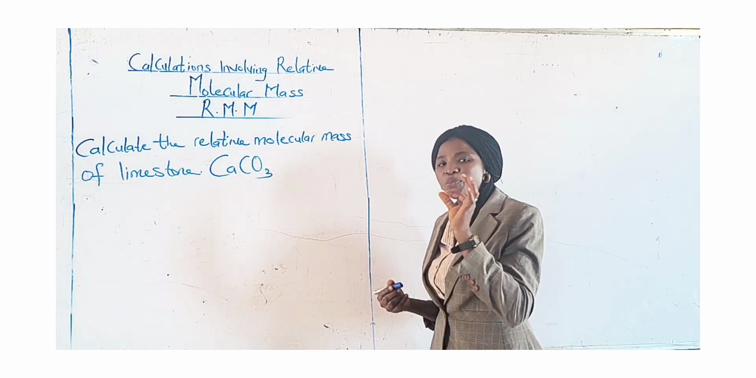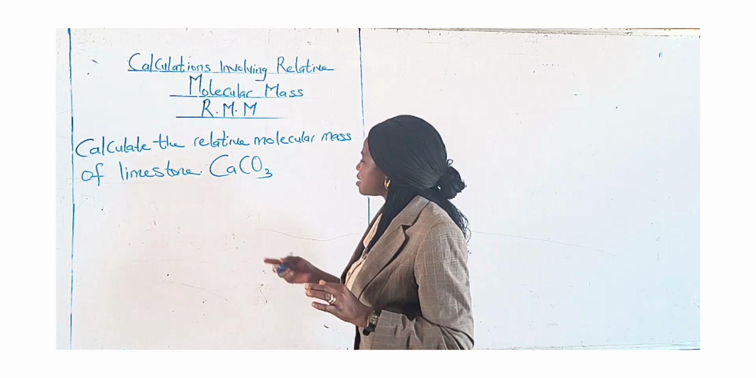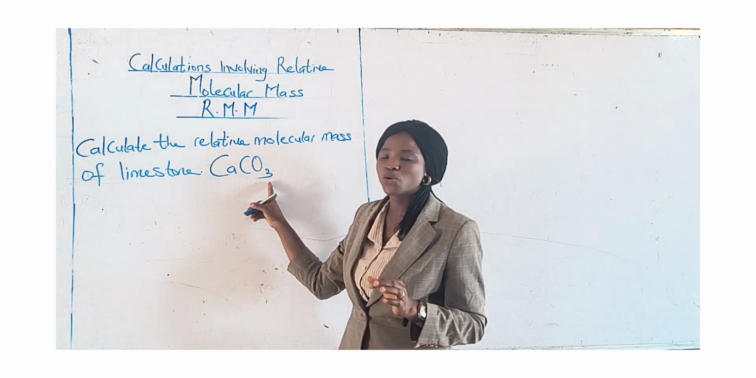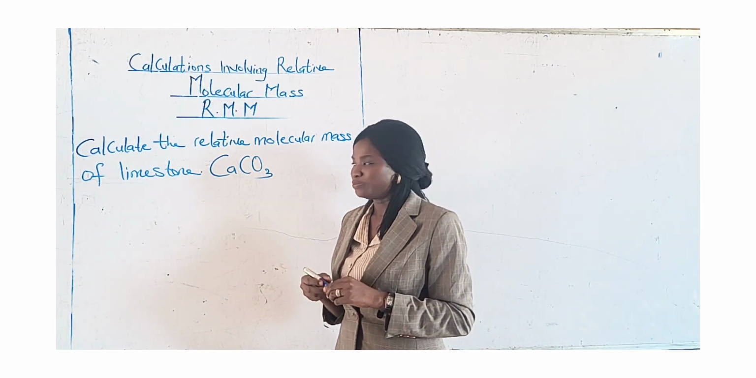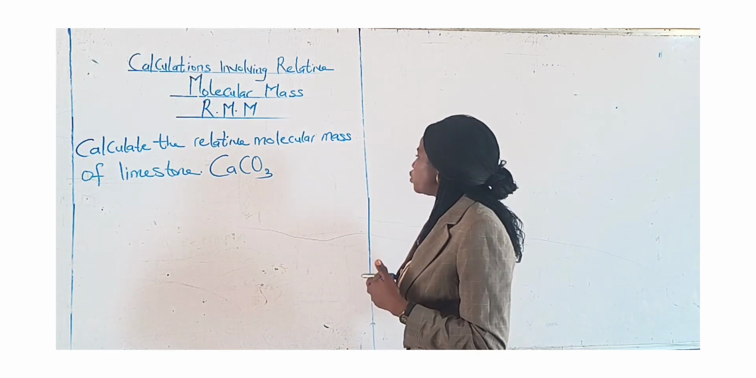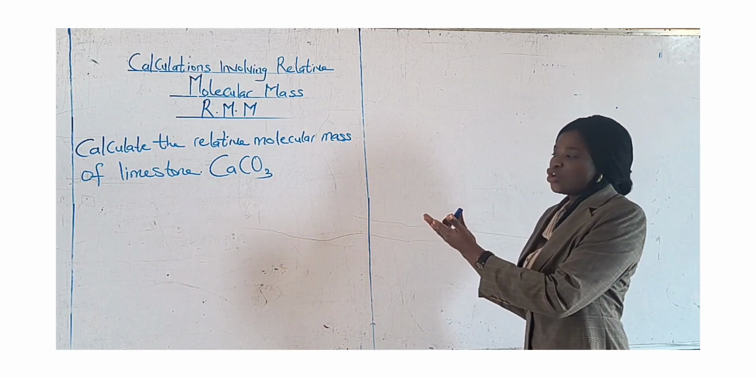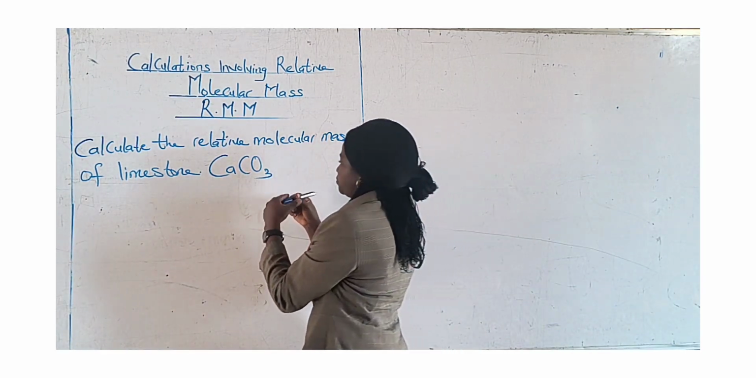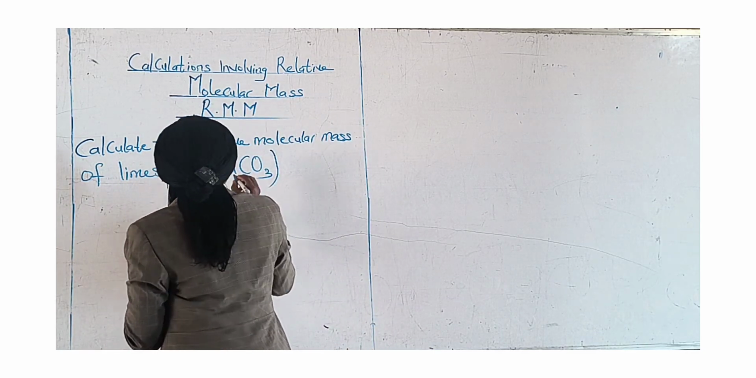And let me tell you the IUPAC name. The IUPAC name here is calcium trioxocarbonate(IV). So now you have to calculate the relative molecular mass of this compound. You'll be given the name of the compound. You'll be given the compound in brackets.